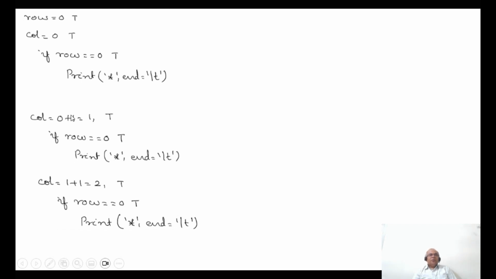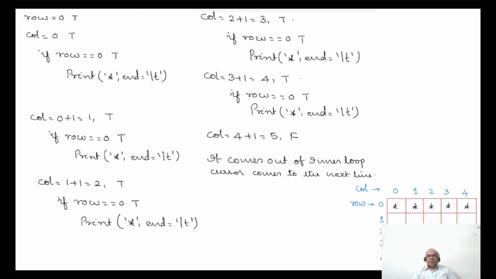So initially, when row is equal to 0, now we will see, when row is equal to 0 and column is equal to 0. If this condition is true, print star. So we are printing star, n is equal to backslash t. Then row is equal to 0 only, that is the outer row. The column is incremented by 1.